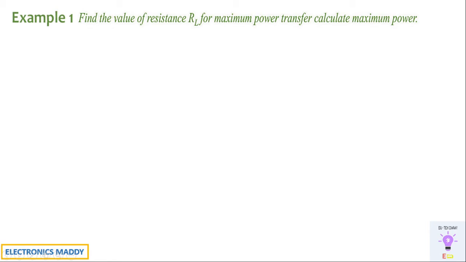Example one: they've given us a network and they've asked us to find the value of resistance RL for maximum power transfer to take place. So how do we approach? They've not given the value of RL. Usually that is how the circuit will be. What should be the value of RL for maximum power transfer to take place? In that way also you can analyze the circuit.